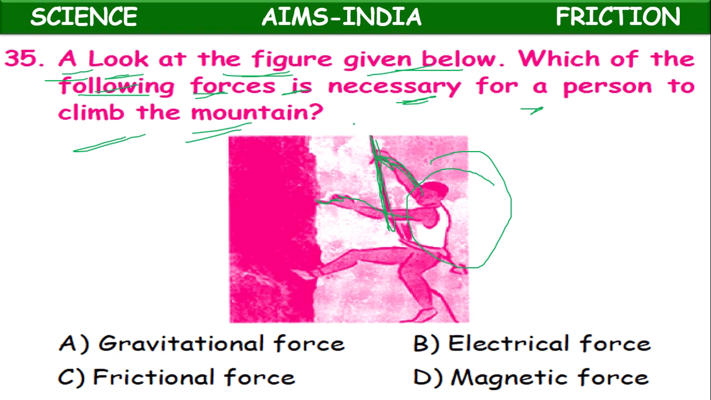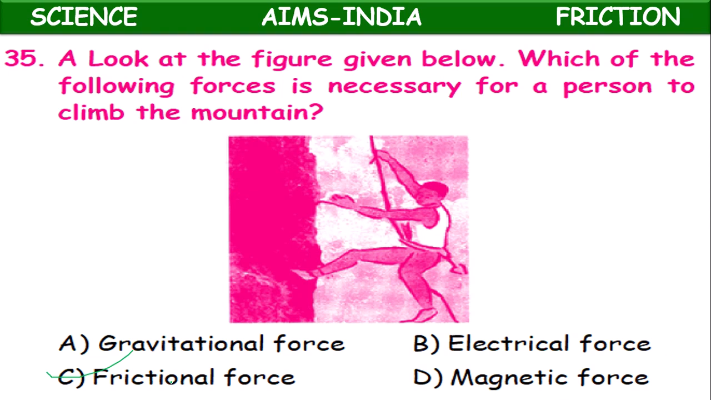Which force is necessary for a person to climb the mountain? Gravitational force pulls it down. No. Electric force, no charges are involved here. Magnetic force is not involved here. Frictional force, yes. Frictional force is the correct answer. Because of frictional force, he gets a good grip while holding the rope and the hook. He will get a grip so that he cannot fall down and he can climb easily.